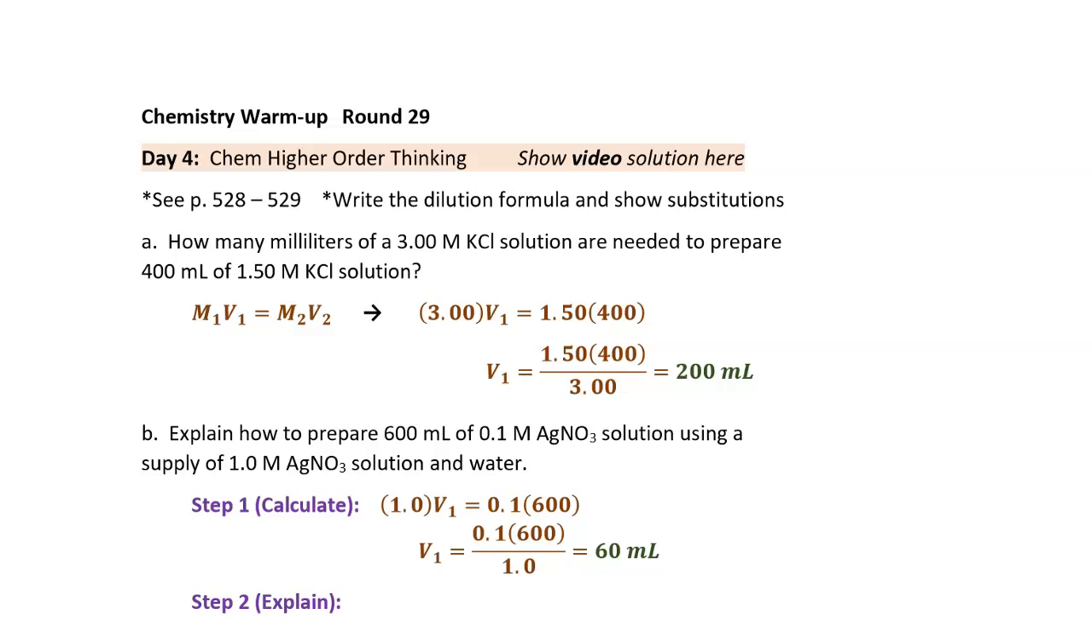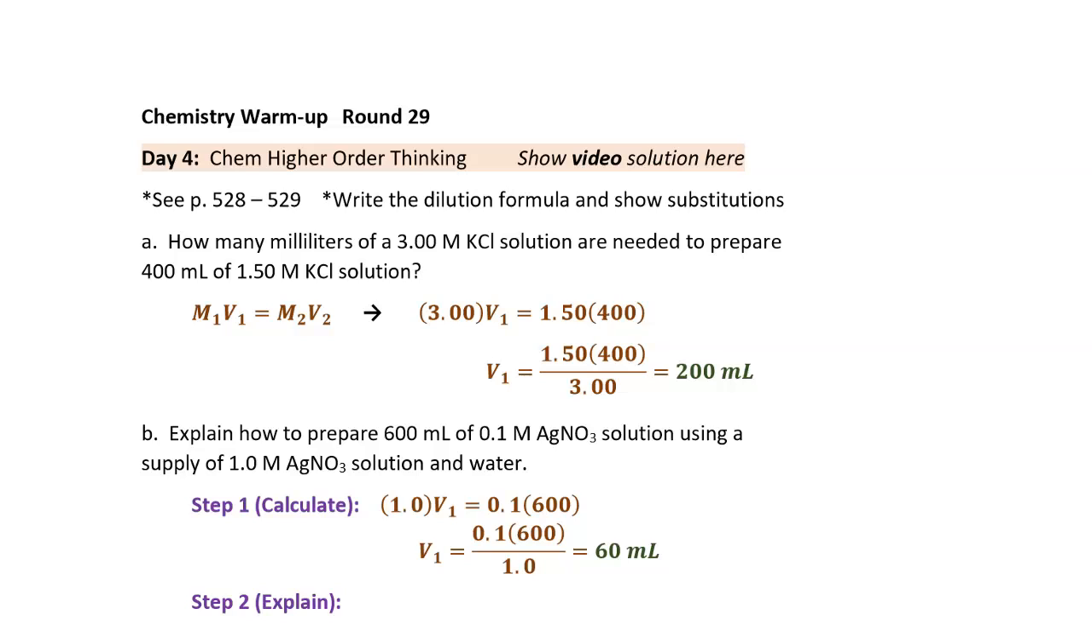Here are the answers for the day 4 bell work. Question A. How many milliliters of a 3.00 molar potassium chloride solution are needed to prepare 400 milliliters of a 1.50 molar potassium chloride solution?